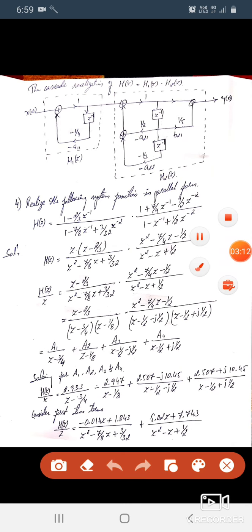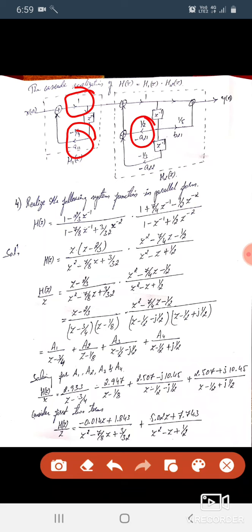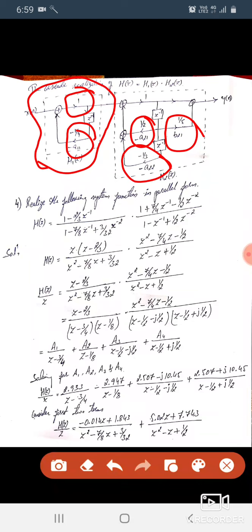Consider here the coefficient values. Our b10 is 1, then a11 is minus 1 by 4, then a21 is 1 by 2, b21 as 1 by 5, a22 as minus 1 by 3. This is how we have to represent it in cascade form. This whole part represents your H1 of z and the second part represents your H2 of z. This is how we solve the problem based on cascade form.